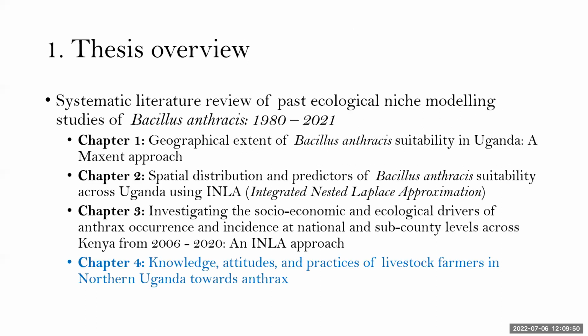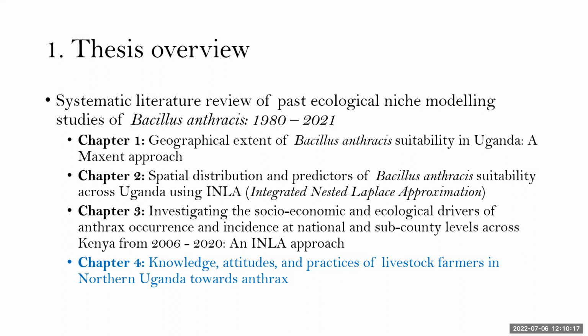approach. So the outline of my PhD work is as follows. I have a systematic literature review followed by 4 main result chapters. And in the systematic review, I look at all the research articles that have been published starting from 1980 to 2021 on anthrax niche modeling. And here I assess the reproducibility, the quality of input data, the algorithms applied, model assessment, and output approaches selected.